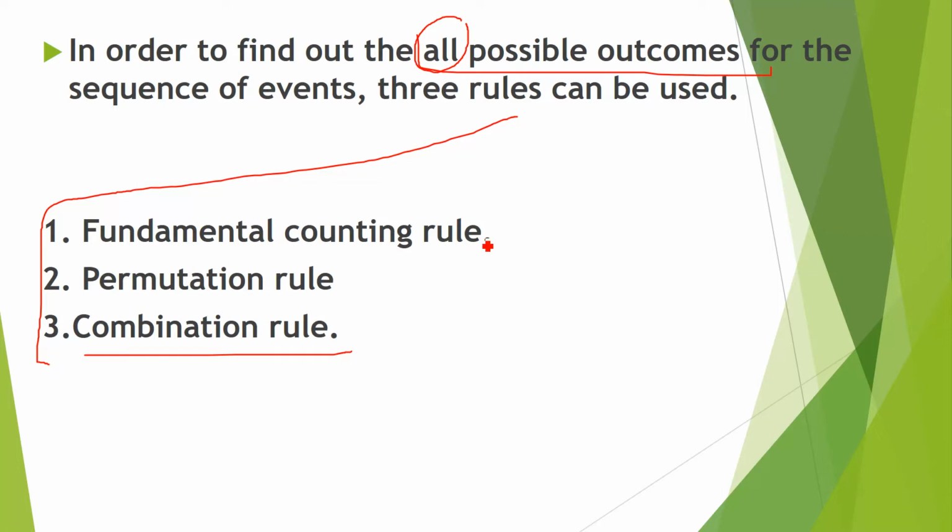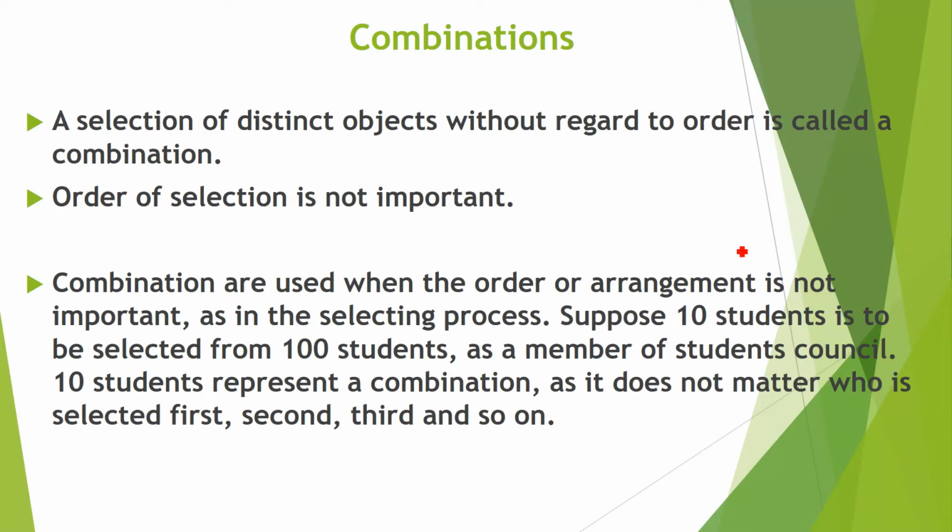So fundamental counting rules we have discussed in lesson number 1. Then we moved on to permutation, and this is the third part, which is the combination rule. First I will explain combinations, then I will show you with the help of an example. A combination is a selection of distinct objects without regard to order. In combination there is no need of order. That's why it's called combination. Order of selection is not important. In the case of permutation, yes, order is important, but in combinations order is not important.